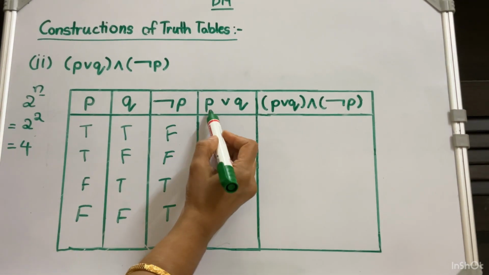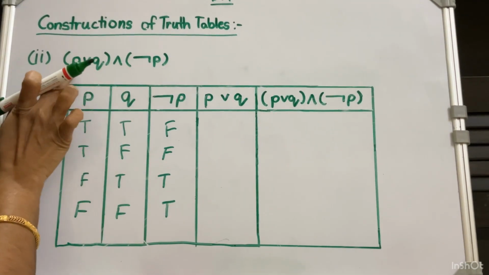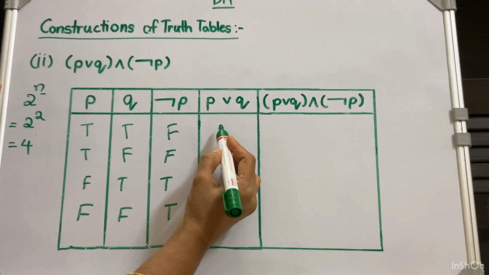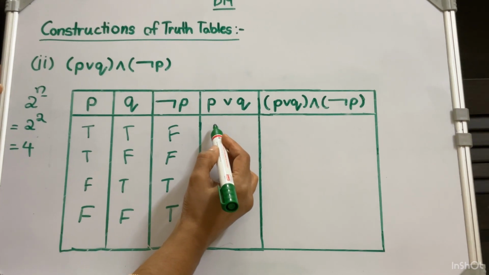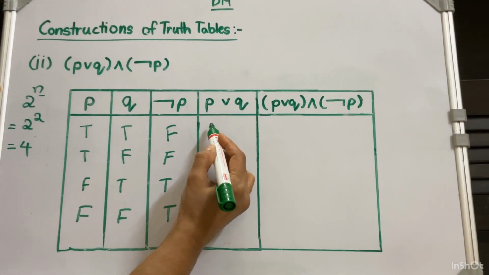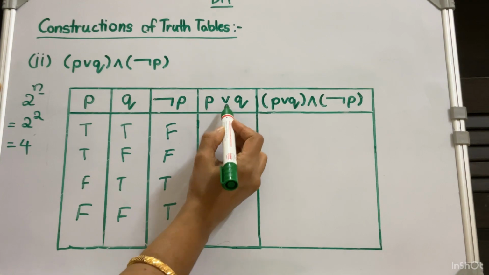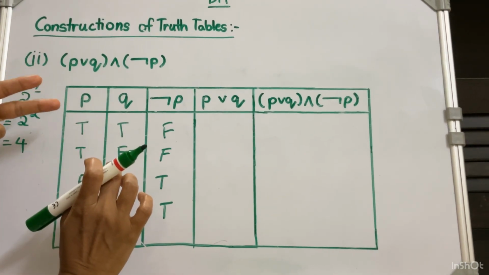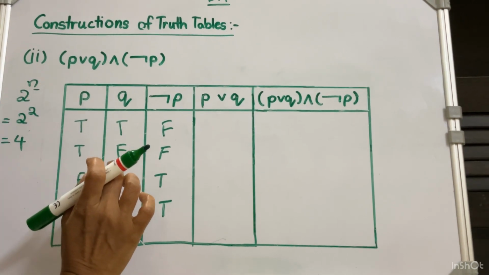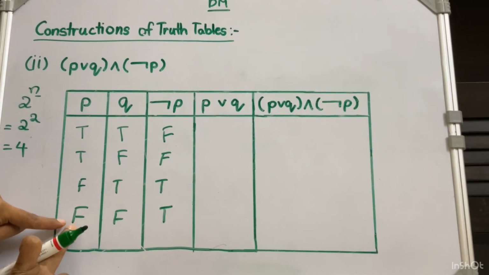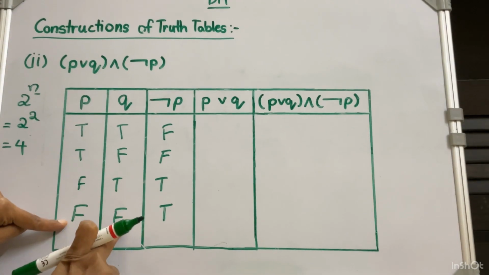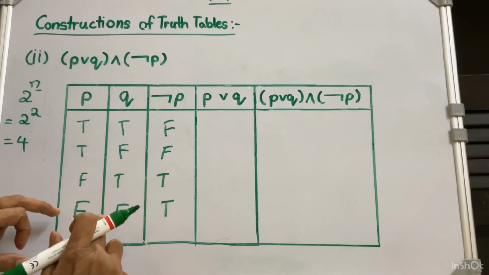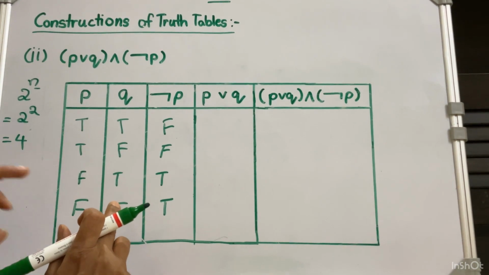Next, P or Q. We already discussed connectives. Please check the video, the link will be given in the description box. For or, if two propositions contain false values, then only it is false. Means in this case, if the first statement is false and the second is also false, then the result is false. In all other cases, the value will be true.